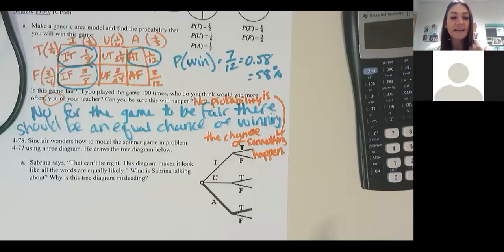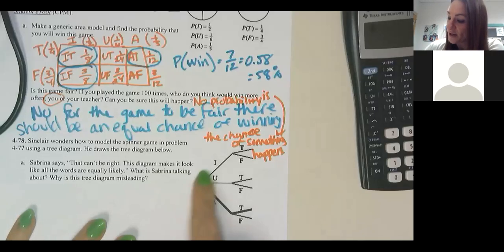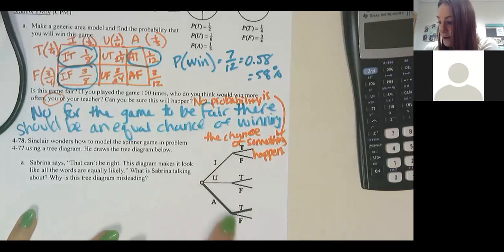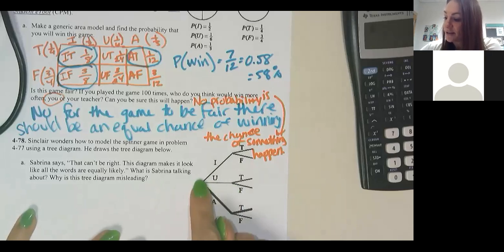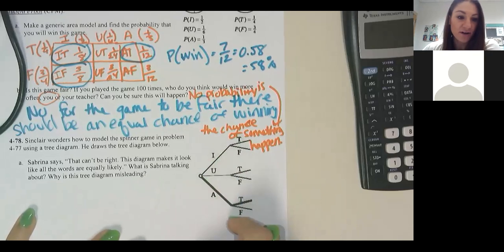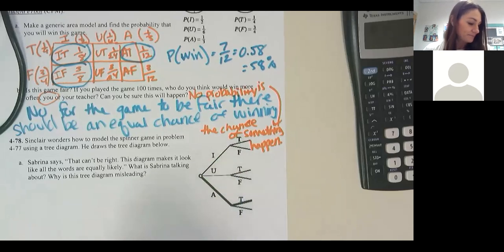All right, for 78, it's saying, well, we could also make a tree diagram here. But the problem with the tree diagram is it makes it look like all of the events are equally likely.